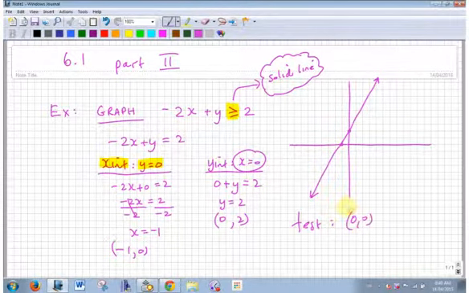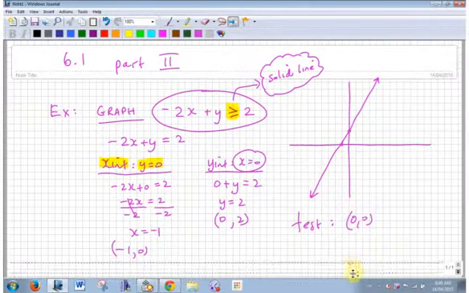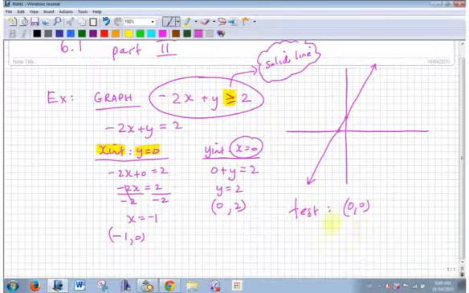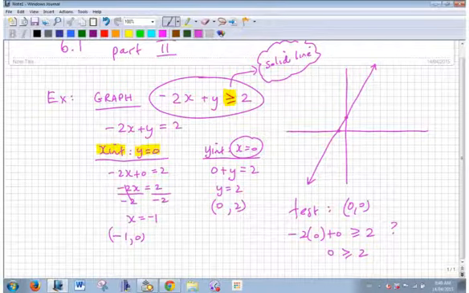Test a point. Stuff it back in here and see if it works. If it does, it's in the solution area. If it doesn't, then it's not. So -2 times 0 and 0. The question is, is that greater than or equal to 2? That's 0. That's 0. Yeah, -0 is still 0. Someone asked me that yesterday. Is 0 greater than or equal to 2? No. So that means this is not in the solution area, which means I'm going to shade the other side.